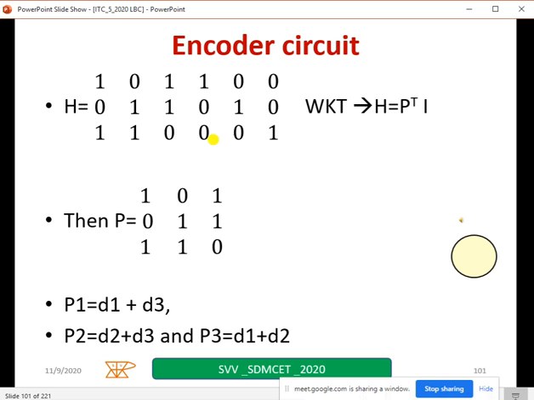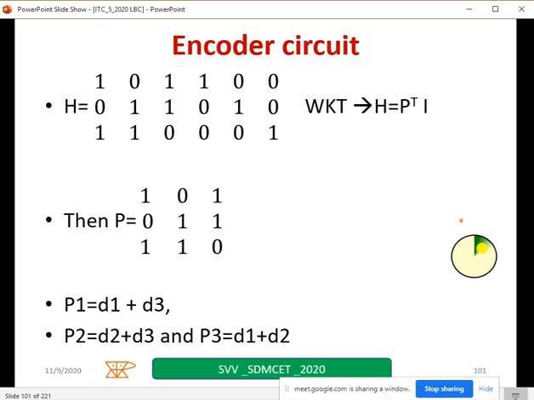Write down, all of you, H is given, it is P transpose. Now write down P. What I want you to do is write down P once again. For the encoder circuit, write a heading, encoder circuit, followed by P equal to. Or you can write H equal to, then you can write P. If you have already written P, just write P equal to.